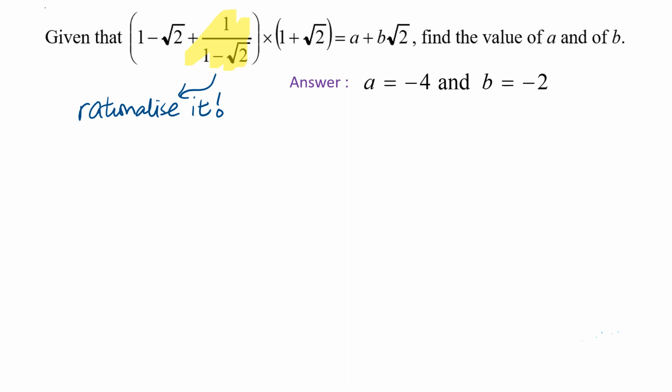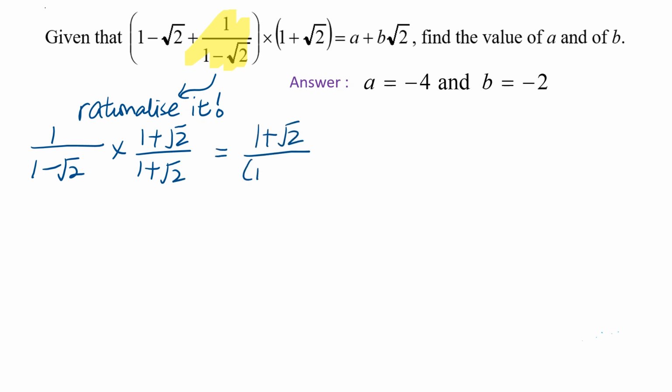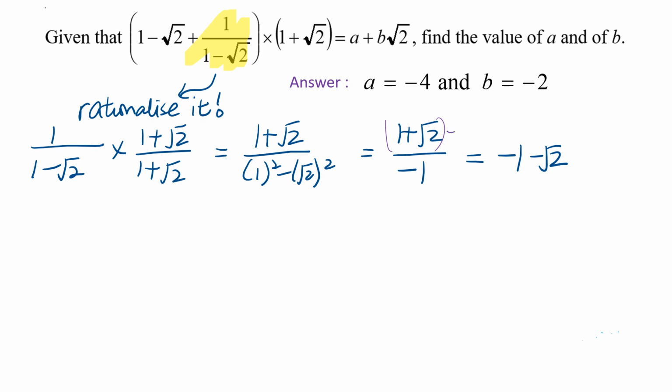You rationalize it first, and then you will have 1 plus square root 2 over negative 1. So that will give you negative 1 minus square root 2. How do you get that? It's just basically you multiply with negative 1 at the numerator, and multiply negative 1 at the denominator. So that's how you get negative 1 minus square root 2.